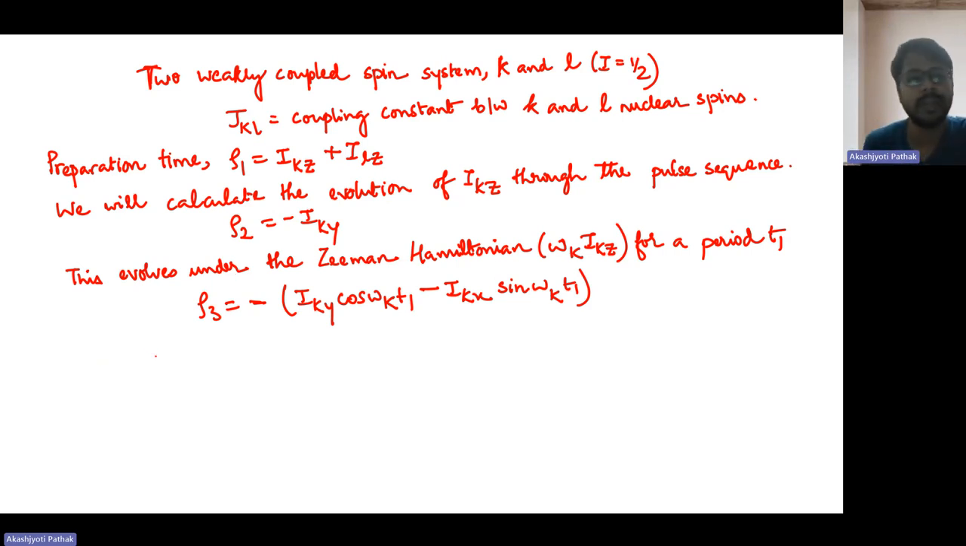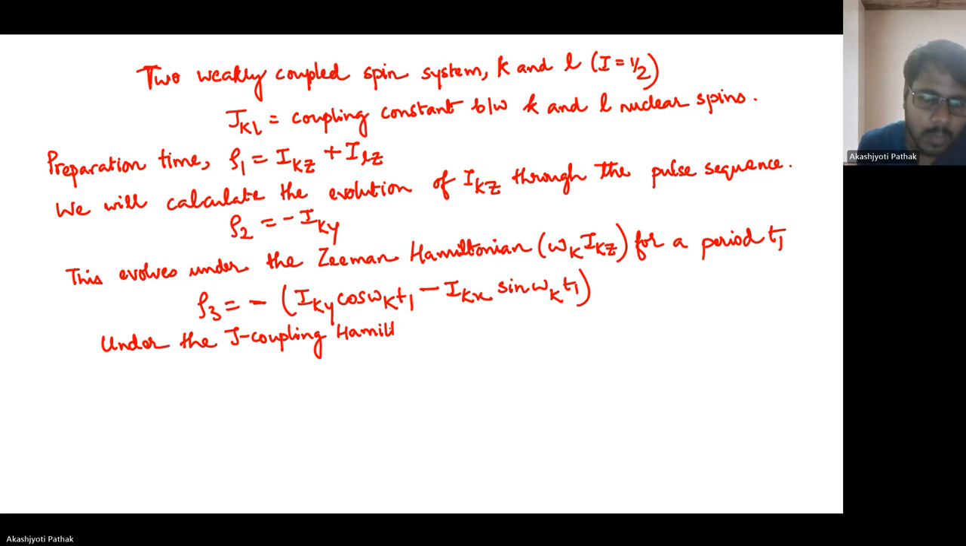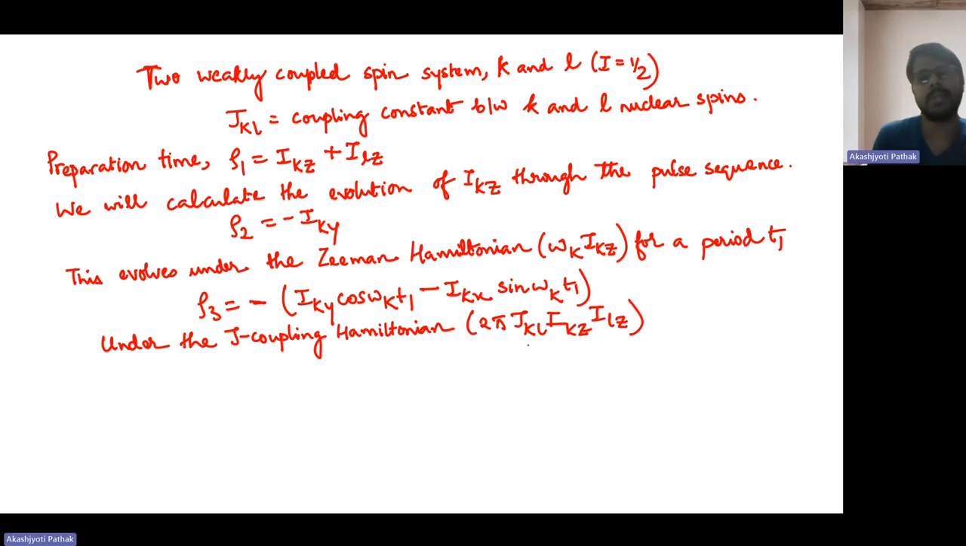And next, if we consider the evolution under the J coupling Hamiltonian, the density operator will be, under the J coupling Hamiltonian, 2 pi JKL IKZ ILZ.